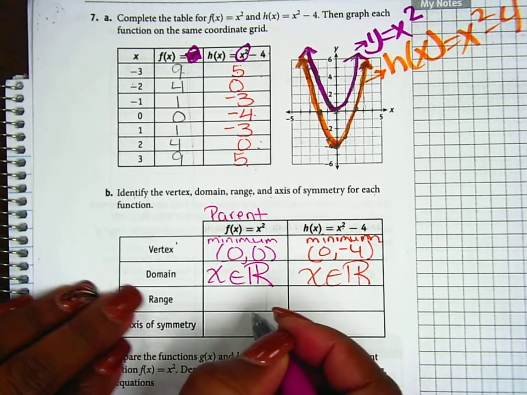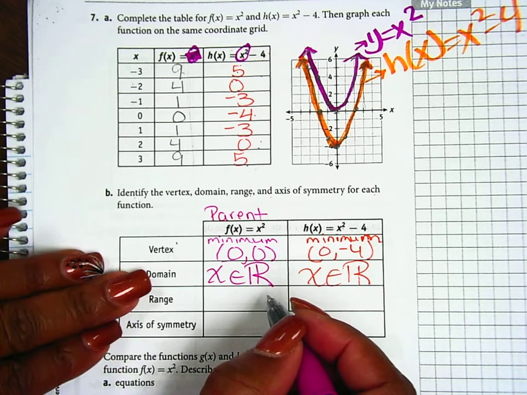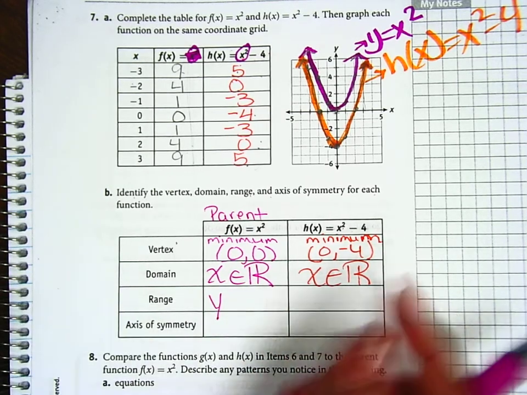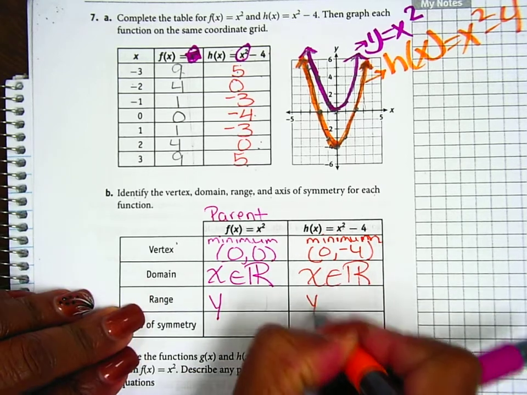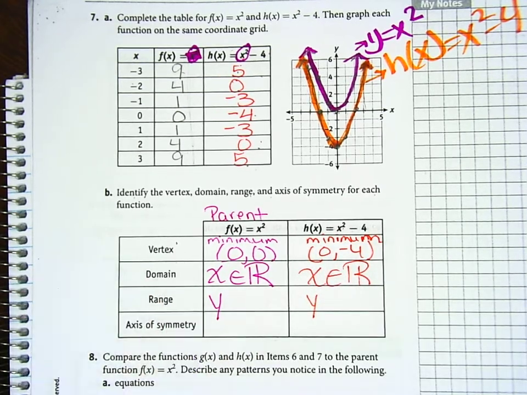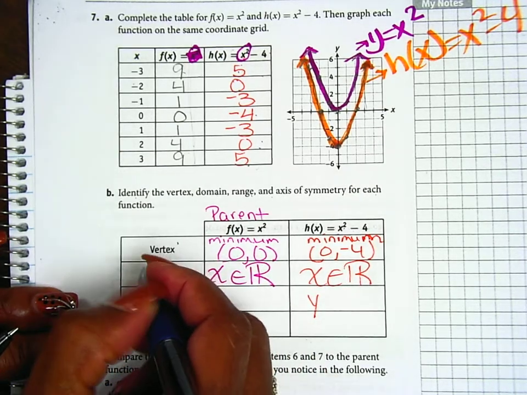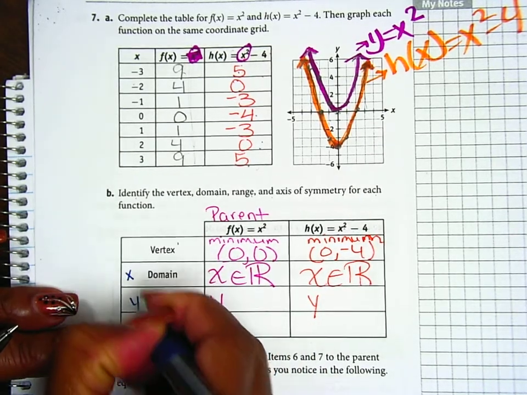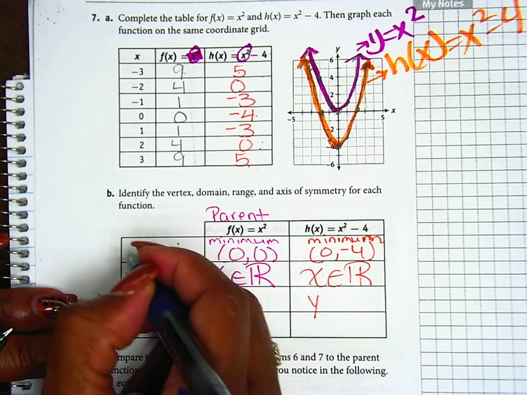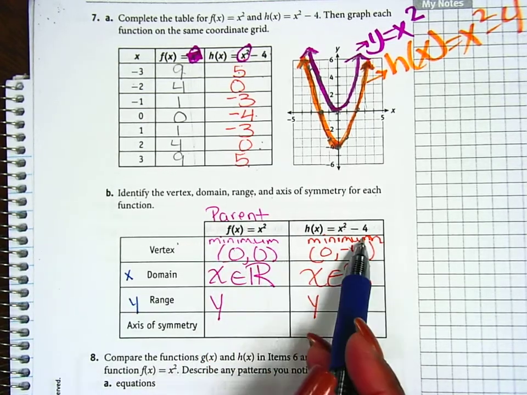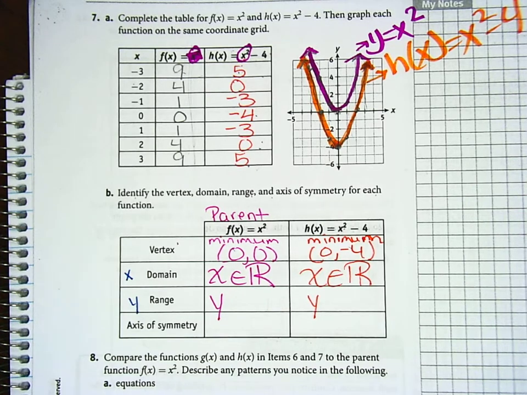So here is the range. Your range is going to be the y value for both. The range is the y. And if you want to, you can just write that over here. You can say, okay, this right here is the x, this is the y value. Even for the vertex, you can put minimum or maximum. I wrote minimum and minimum there because both of them are minimums.